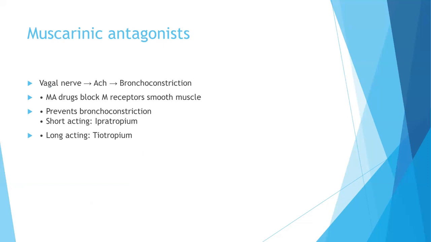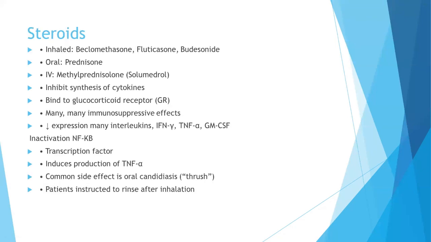The muscarinic antagonists: so stimulation of the vagus nerve releases acetylcholine, and then it causes bronchoconstriction. Okay, now this is the basic mechanism. Whenever the vagal nerve is stimulated, acetylcholine is released, and then there is bronchoconstriction. What a muscarinic antagonist does is block the M receptors on the smooth muscle, and then it prevents the bronchoconstriction. The short-acting one is ipratropium, and the long-acting one is tiotropium.